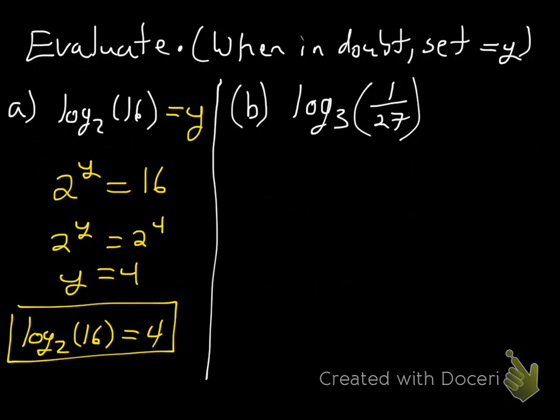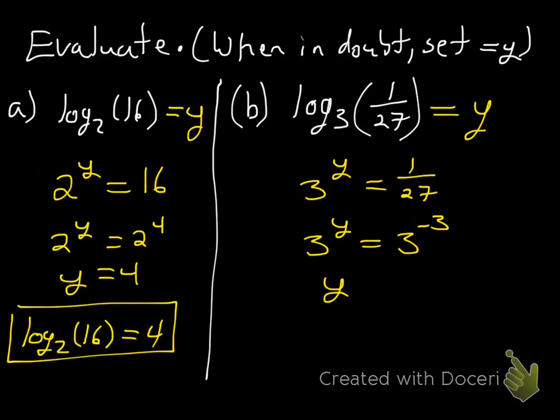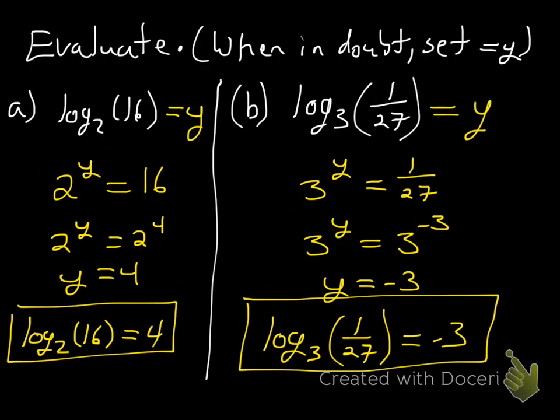Okay. If you want to try another one, you can go ahead and pause for log base 3 of 1 over 27. When in doubt, set equal to y. So 3 to the y equals 1 over 27. I know 27 is 3 cubed, but it's in the denominator. So if it's in the denominator, it's going to have a negative exponent. So 3 to the y is equal to 3 to the negative 3. Exponentials are 1 to 1. Okay, so log base 3 of 1 over 27 is negative 3. 3 to the negative 3 is 1 over 27.